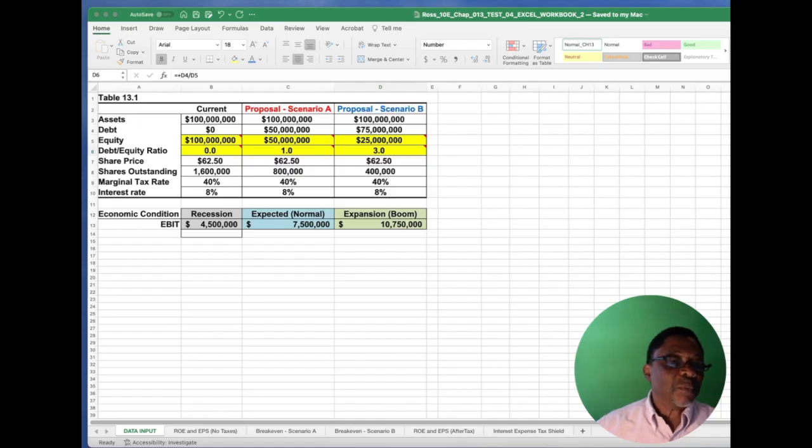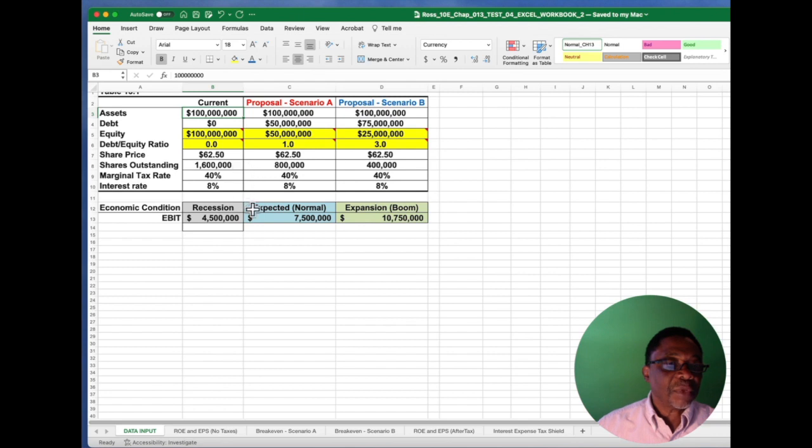The data input worksheet is where you should be changing values to answer the various questions on the test. Now, as normal, if a cell is colored yellow, do not change it. Any of these other cells that are colored white, you can change, and you can even change these cells here for EBIT. You can change the values in these cells for EBIT.